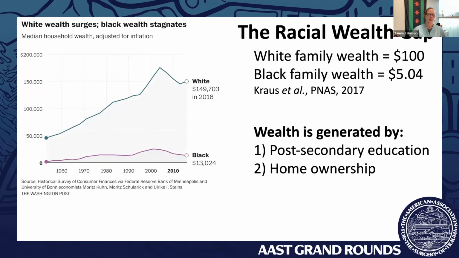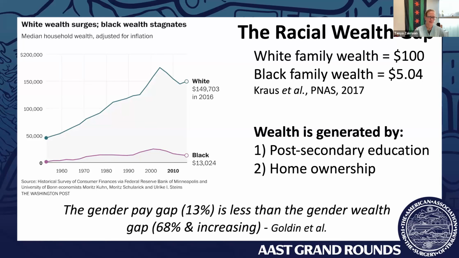These policies persist till today, and this is why we see the racial wealth gap, which is really what we're talking about when we're talking about health inequities. And the racial wealth gap tends to be a lot greater than what white people in general think it is. So it's $100 for every white family's wealth versus $5 for every Black family's wealth. And that's generated through two mechanisms: post-secondary education, which, if you rely on public education, is predicated on property tax, which is underfunded in poor neighborhoods, and home ownership has been discriminatory as well.